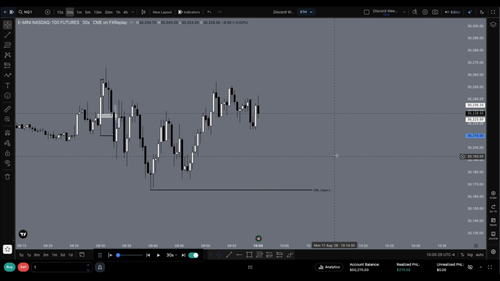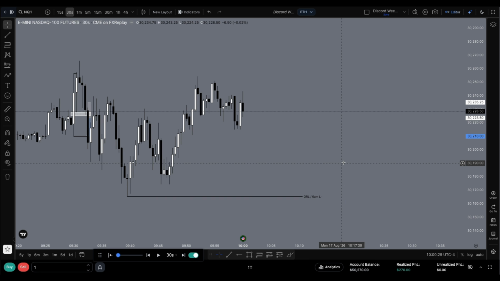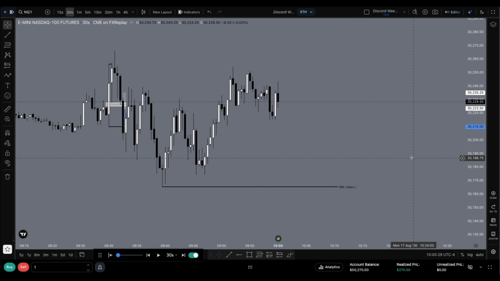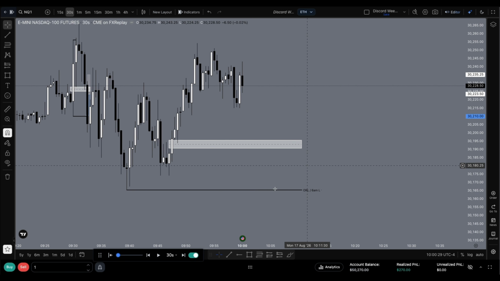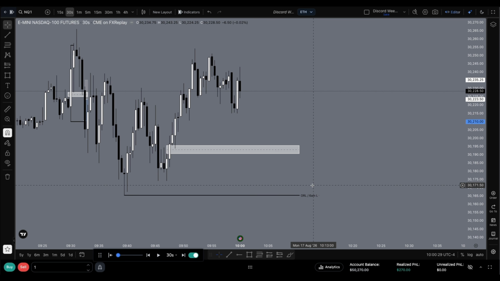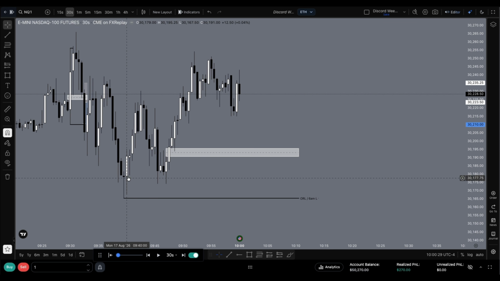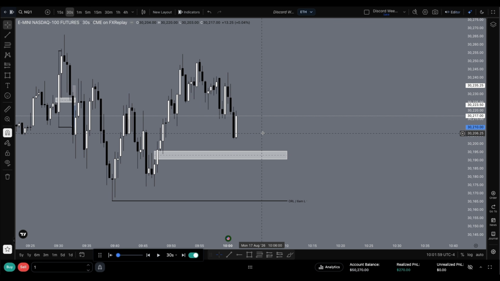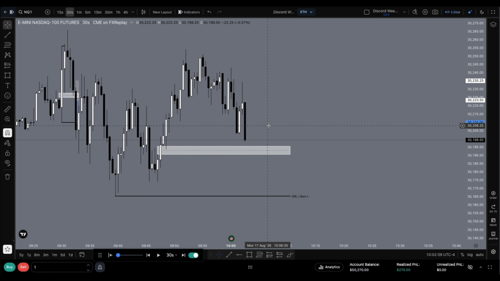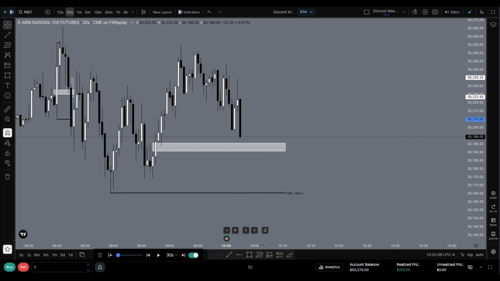So it's two draws on liquidity, which I want to target now. I believe that if we were to come down and inverse this gap, we're going to take out the opening range and 6 a.m. low. And if you guys see, we're actually kind of out of this high volume chop now. Yeah, we're finally displacing. So I'm going to draw my tool from the gap.